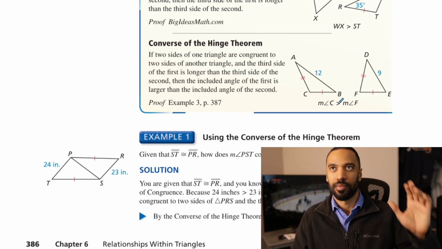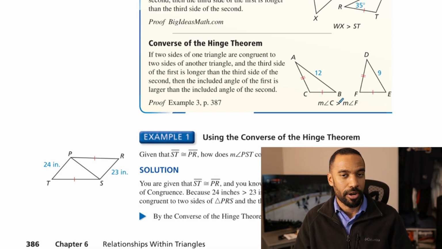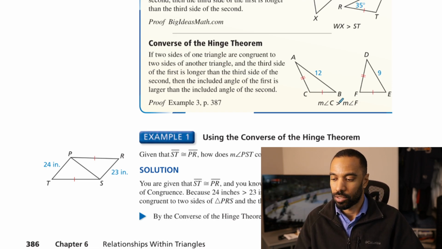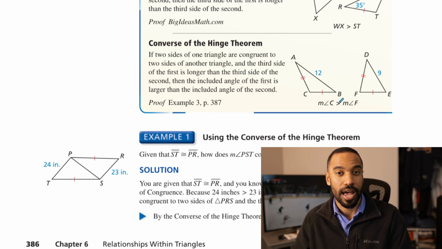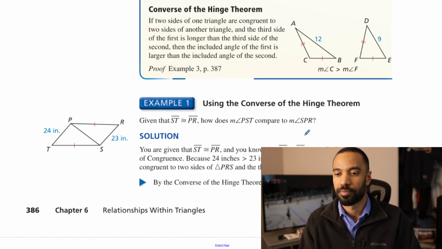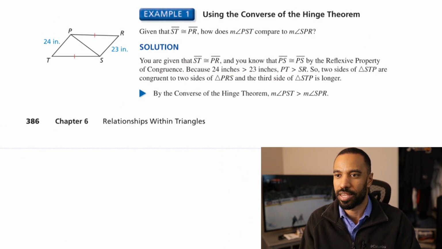So we have the original hinge theorem: a larger angle means a longer opposite side compared to the other triangle. This is all about comparing two triangles. And then a longer side means a larger angle, which is the converse of the theorem, assuming the two sides are the same. So let's look at an example using the converse of the hinge theorem.